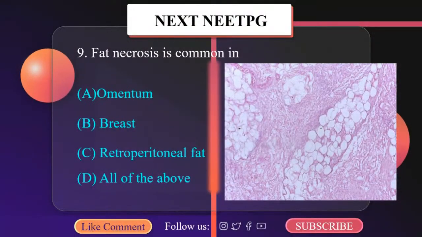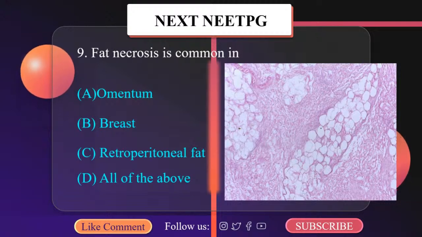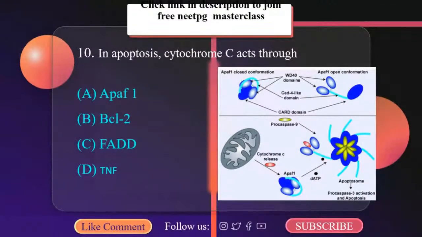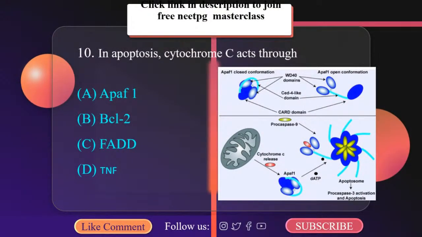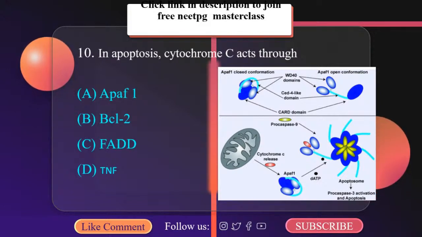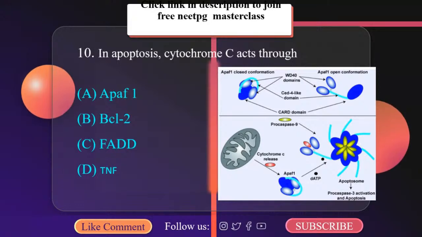Fat necrosis is common in A. Omentum, B. Breast, C. Retroperitoneal fat, D. All of them. It is all of them. In apoptosis, cytochrome C acts through A. APAF1, B. BCL2, C. FADD, and D. TNF. It is APAF1.